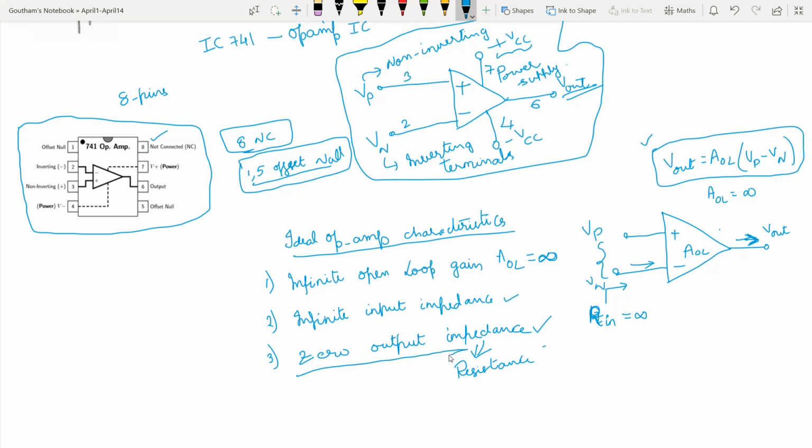But I say 741, and we live in a practical world. Of course, you might know that infinite values don't make sense. Anything at such extremes is not possible practically. But let us look at how the IC741 actually performs when compared to these ideal op amp characteristics. So let us now compare the IC741 with ideal op amp characteristics.